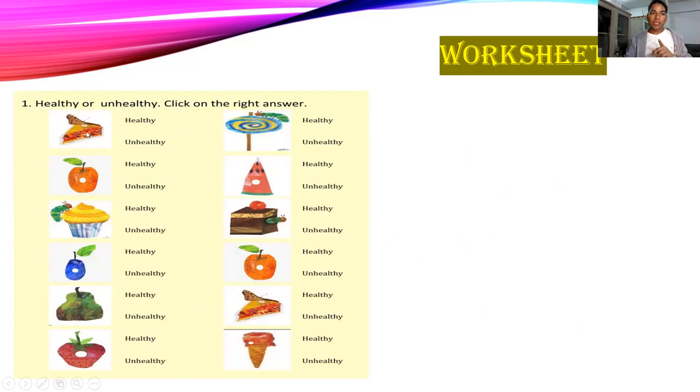You can see the picture. This picture is pizza. Unhealthy, not good. Okay. Second, apple. This is a picture of apple. This is good or not good. Healthy or unhealthy. You can circle. This is healthy. Ice cream, unhealthy. You can circle. Like this, there are many pictures and two options. You can find the one option. This is healthy or unhealthy.